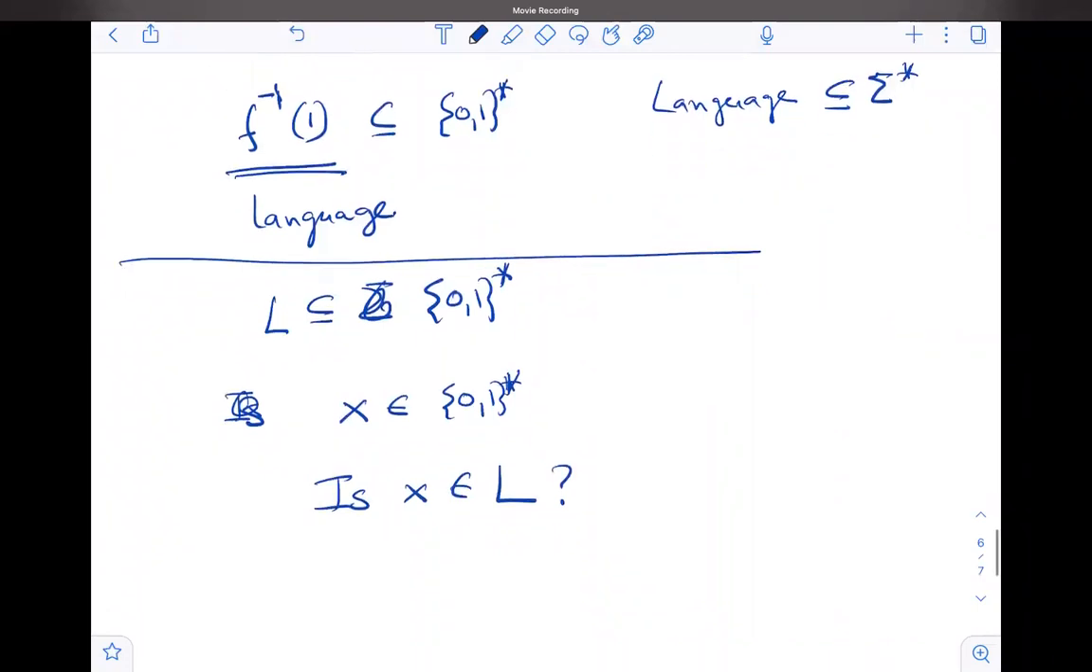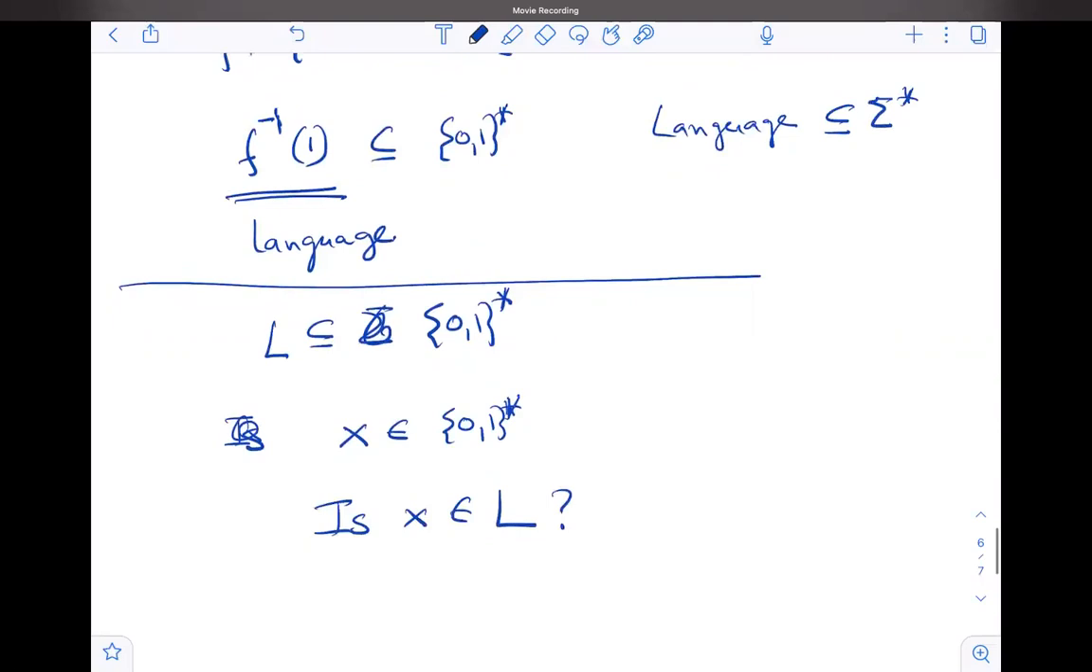So all problems are decision problems. Whenever we talk about this kind of classification, we talk about decision problems. All decision problems are written like this. So you're talking about decision problems alone. Just decision problems.